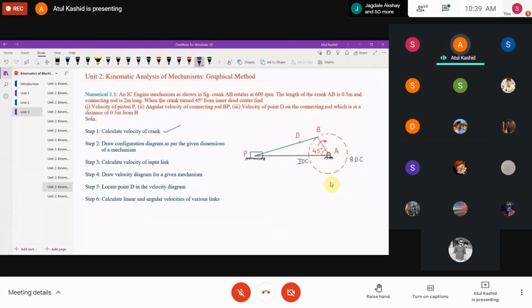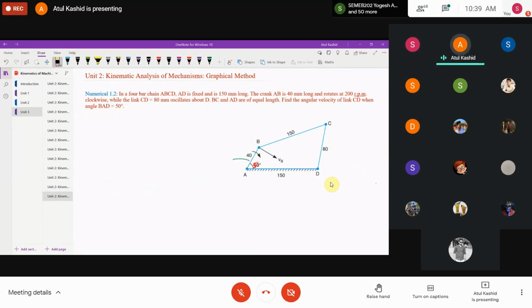Step two, we have to draw the configuration diagram as per the given dimensions of the mechanism, right? So what is the meaning of configuration diagram? In step two, we are going to draw the configuration diagram. Now, what is the question? The question is, what is meant by this configuration diagram, right? So this configuration diagram is nothing but this diagram, right?